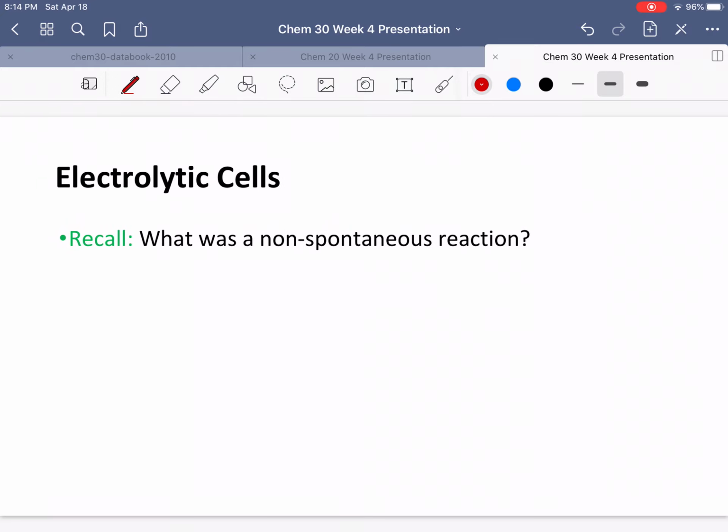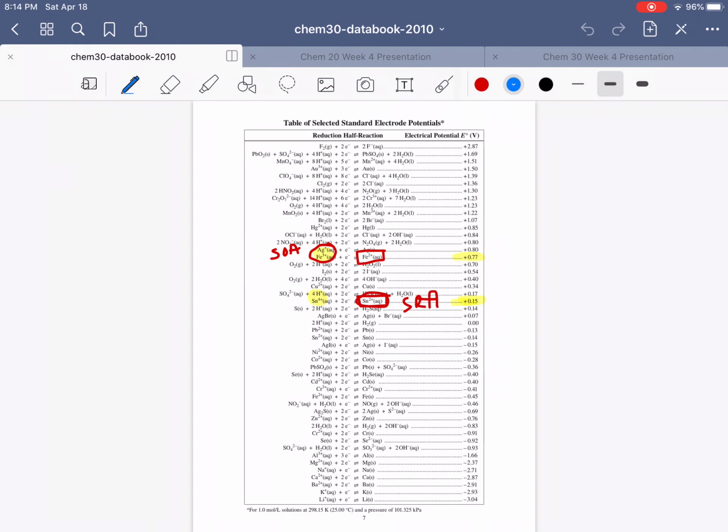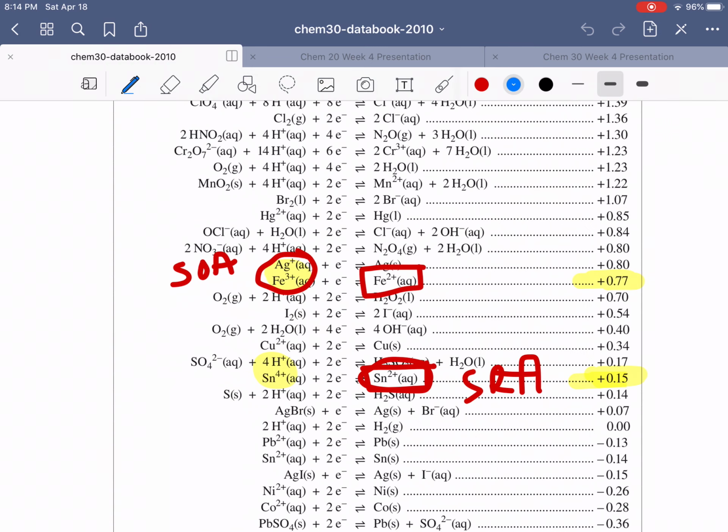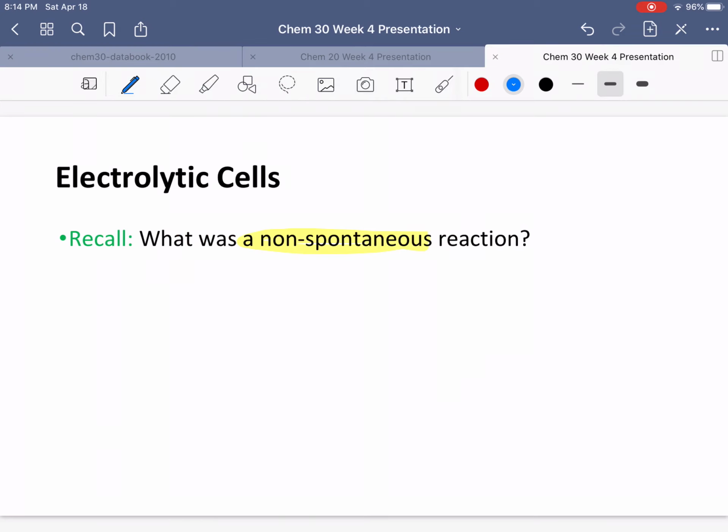Now, let's just recall again, as I've said these different words, what exactly is a non-spontaneous reaction? Now, spontaneity is when we have that SOA, the strongest oxidizing agent, higher up on your table than your reducing agent. And by the table I'm referring to, of course, is this one, right? So, for example, if we have a situation where we've got silver ion and we have a tin 2 plus ion, this will be spontaneous. We're good to go.